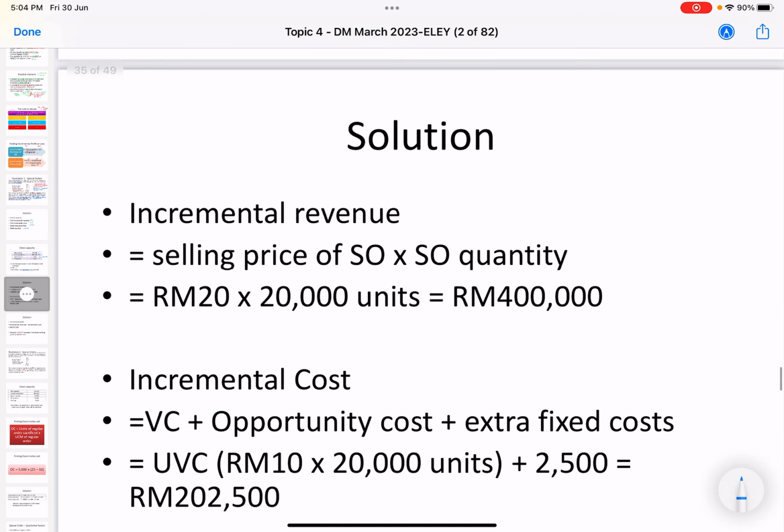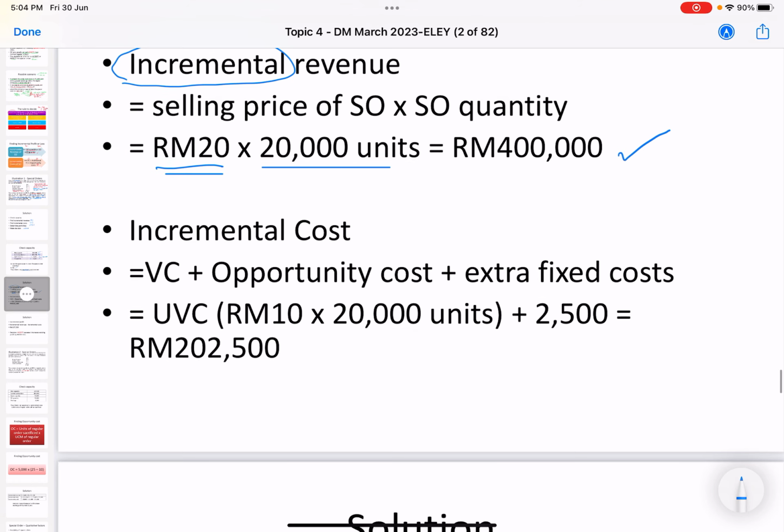Next, we need to find the incremental revenue. The selling price of the special order is already 20 ringgit, we know. Special order quantity is 20,000. So the incremental revenue is 400,000. Why is it called incremental? Because it's the added revenue if they accept the special order, not their existing revenue. It's the added revenue if they decide to accept.